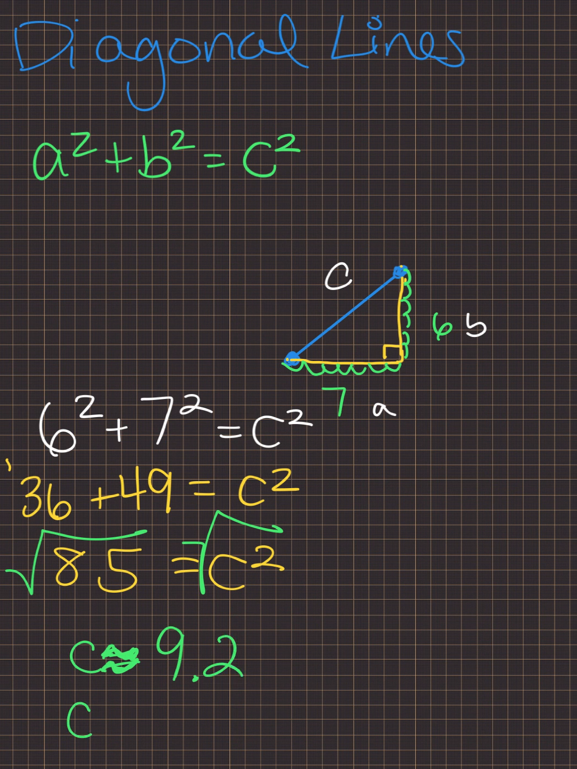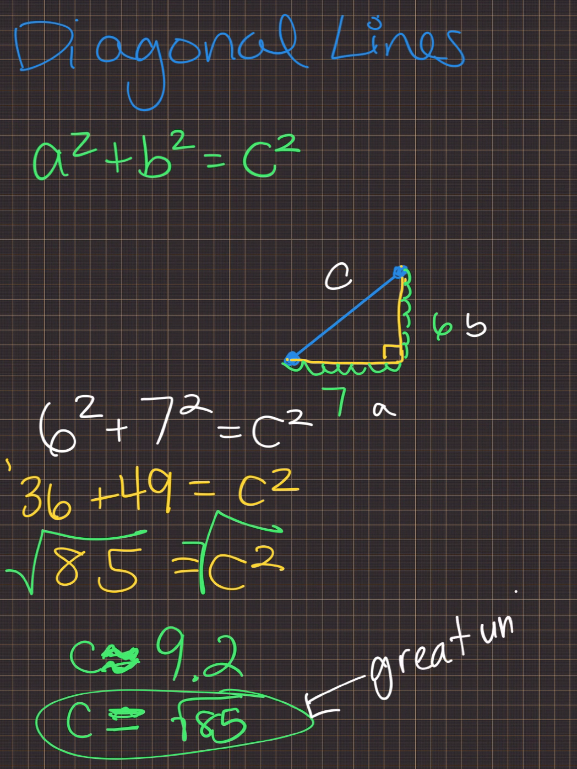You could also say c is exactly equal to the square root of 85. This is a valid answer, okay? Unless you are specifically told to round. Unless you are told you have to round, leaving it as the square root of 85 is the most exact answer and therefore perfectly correct and valid.